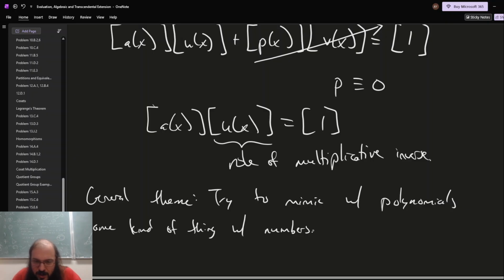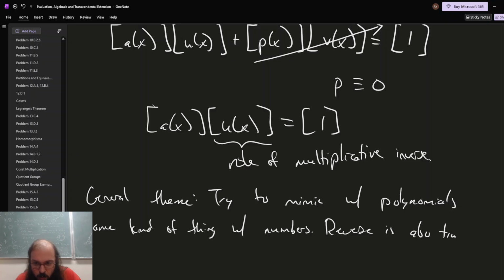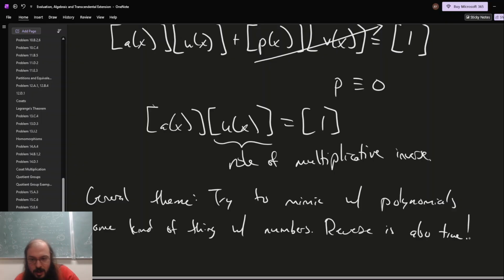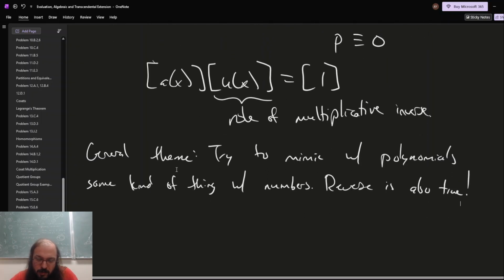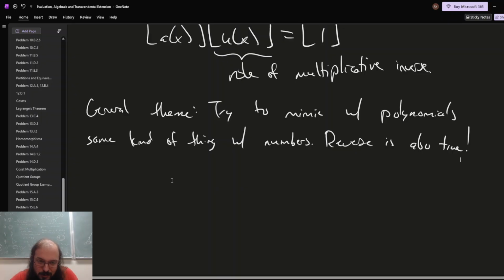And I try to teach this to my students, actually. This is a little bit of an aside, but for many purposes, it's easier to do things with polynomials than numbers. So in fact, even the reverse is true. Sometimes you want to try to mimic what you do with polynomials to understand how to better do things with numbers. So I'll give you my favorite example of this. It's not really related to fields, but it shows the point I'm trying to make really nicely.